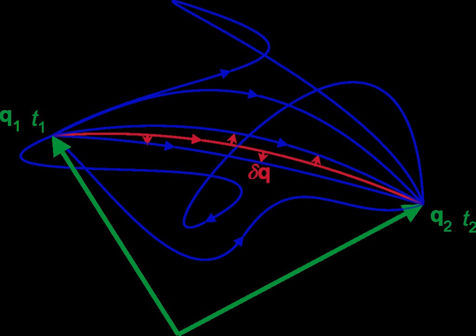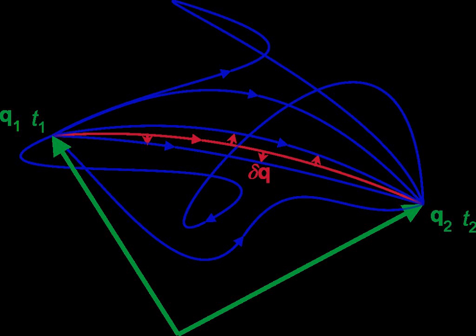Mathematically, the principle is δS = 0, where lowercase Greek delta means a small change. In words, this reads: the path taken by the system between times t1 and t2 and configurations q1 and q2 is the one for which the action is stationary, no change to first order.